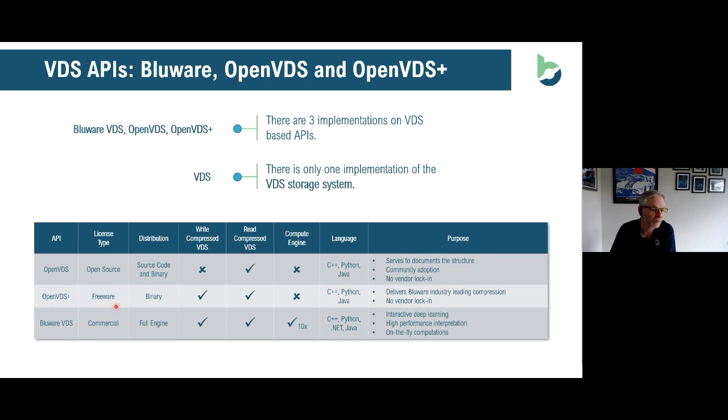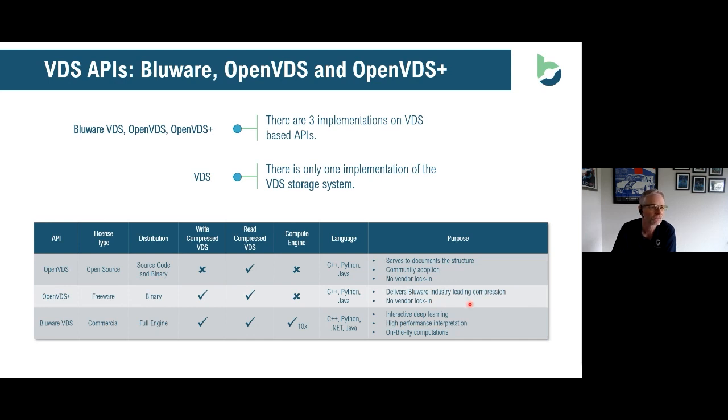OpenVDS Plus is a freeware implementation and is distributed as a binary, but this does allow you to create compressed VDS. So anyone can download this binary and create compressed VDS as they need to, or implement it into their application. Once again, this doesn't include the compute engine, but it does deliver our industry-leading compression to anyone that wants to use it.